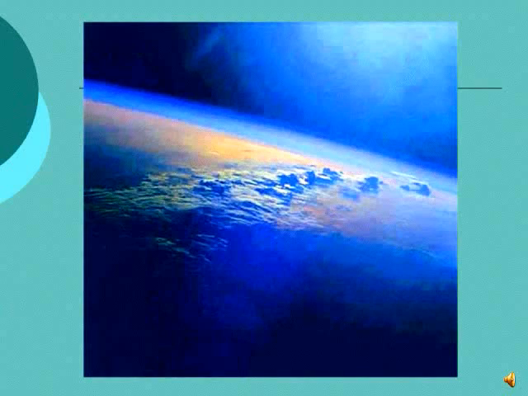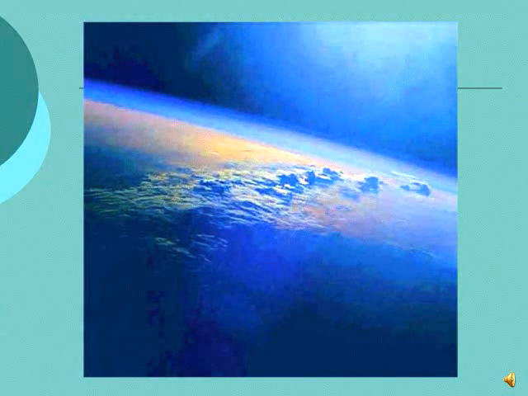This is some satellite imagery, and you can see the thin blue light that's running just above the Earth's horizon. That's how thick the Earth's atmosphere is. So it's really not that thick in comparison to the size of the Earth.